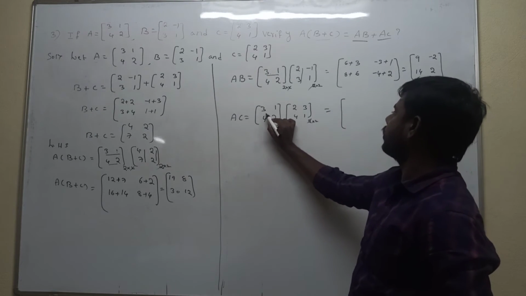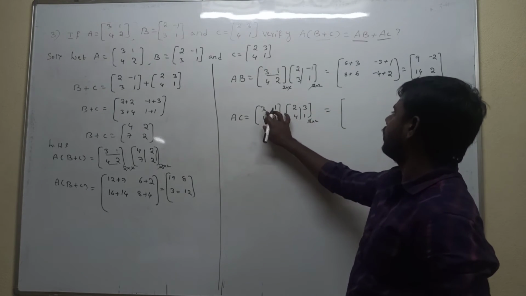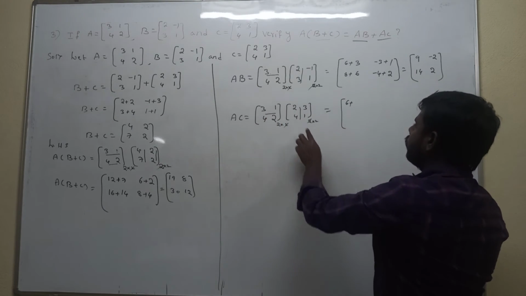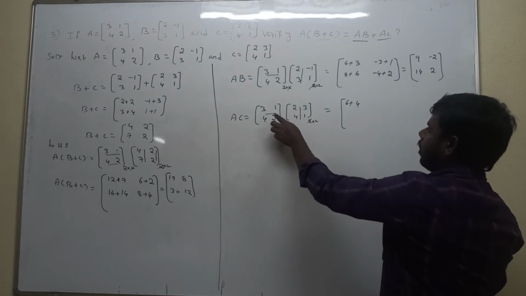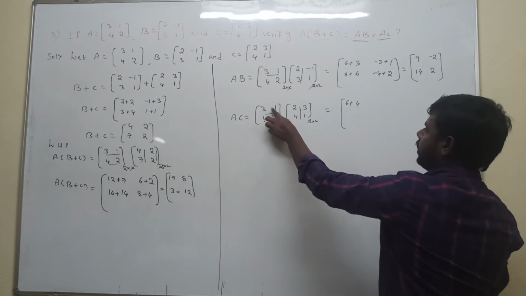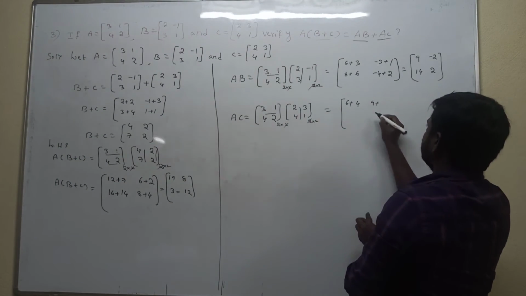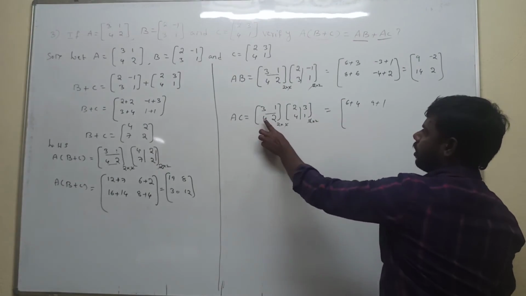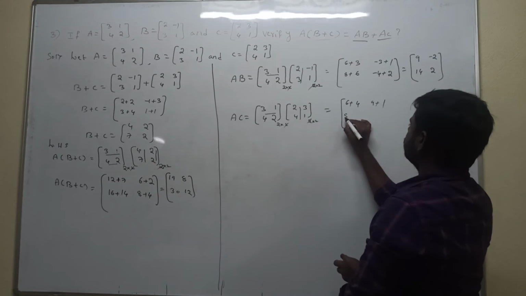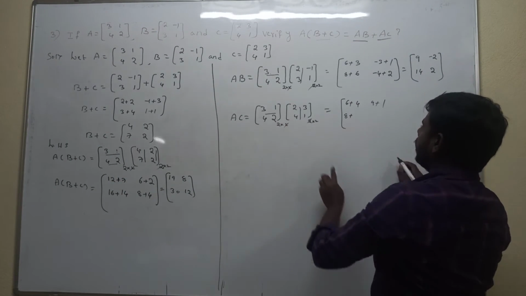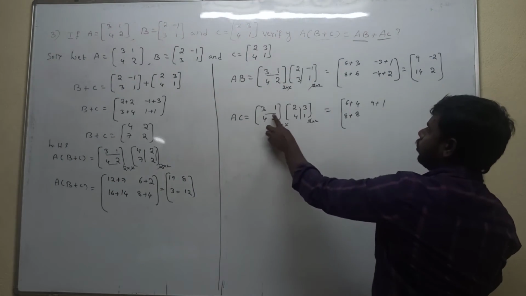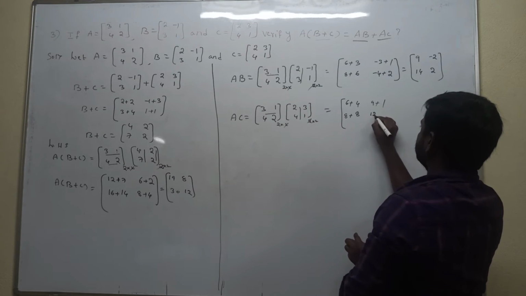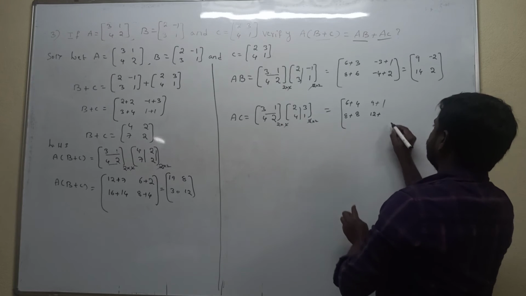First row, first column: first row product with first column, 3 into 2 is 6, plus 1 into 4 is 4. First row, second column: 3 into 3 is 9, plus 1 into 1 is 1. Next, second row, first column: 4 into 2 is 8, plus 2 into 4 is 8. Next, second row, second column: 4 into 3 is 12, plus 2 into 1 is 2.